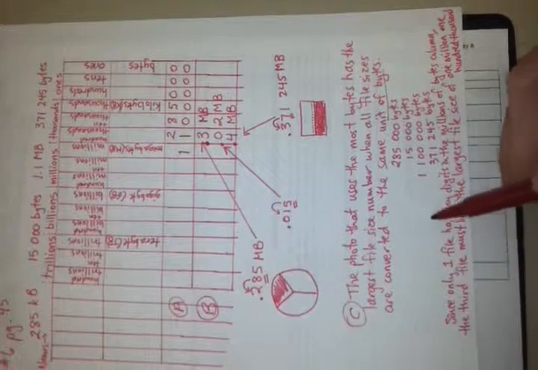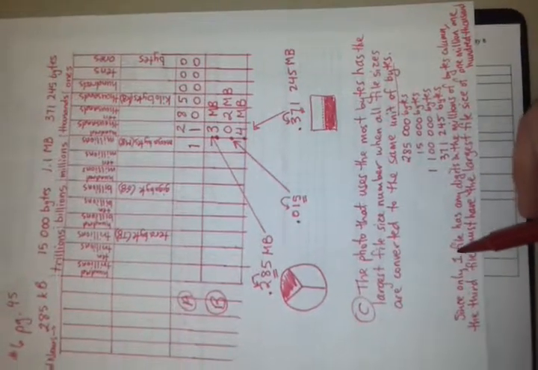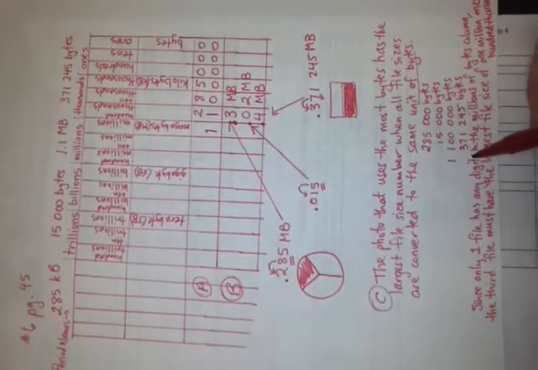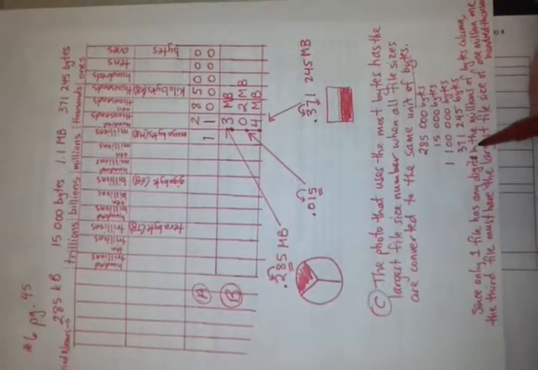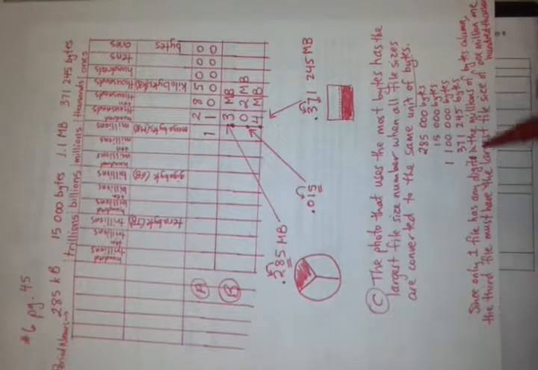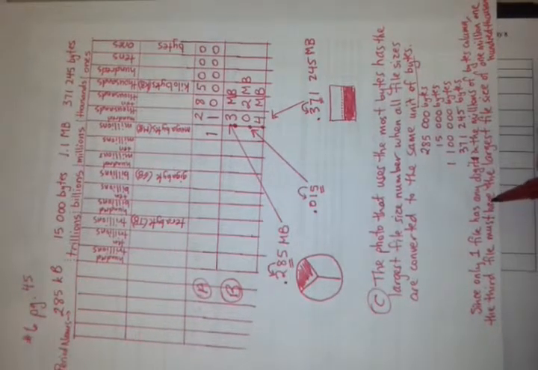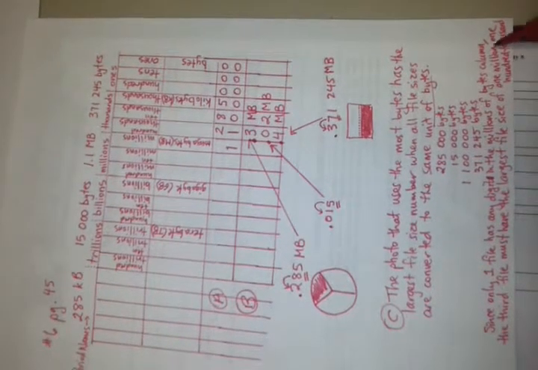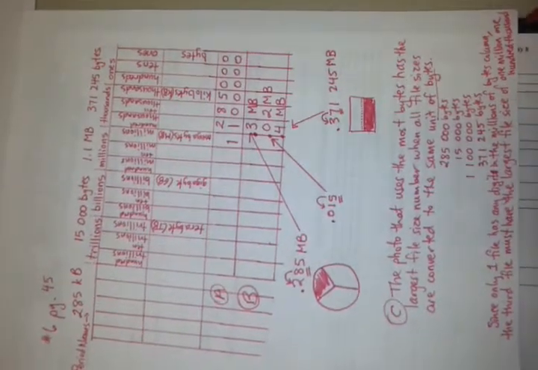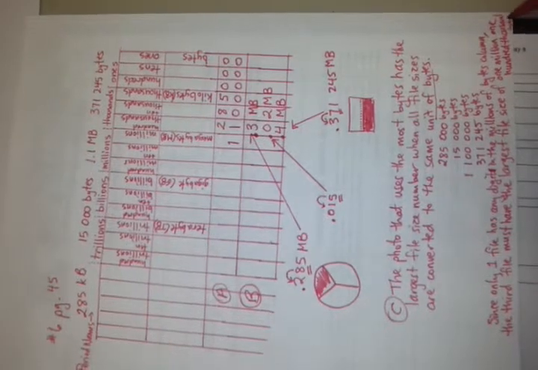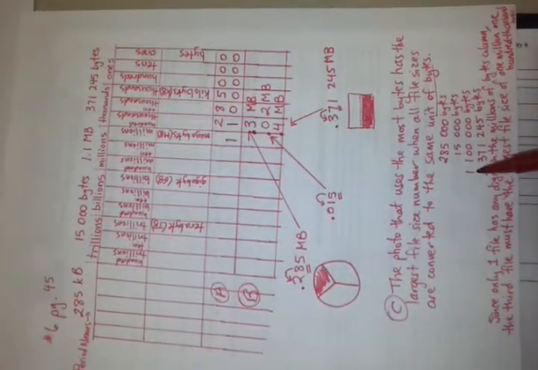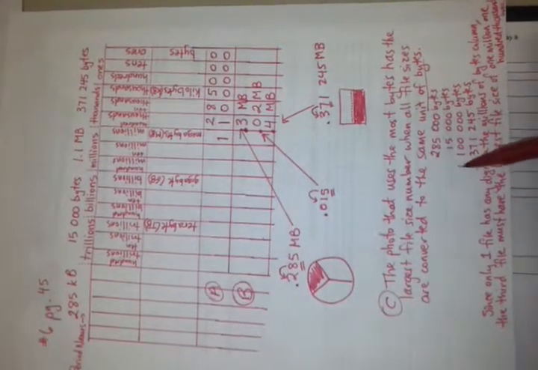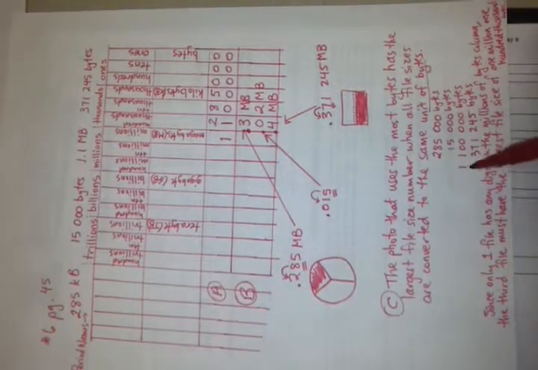It's a very simple conclusion because, as I said earlier, since only one file has any digit, not plural, in the millions of bytes column, the third file must have the largest file size of 1,100,000 bytes. So it must be the biggest one, because it's the only one of the four file sizes that actually has a digit in this place value column, which is the millions place value column.